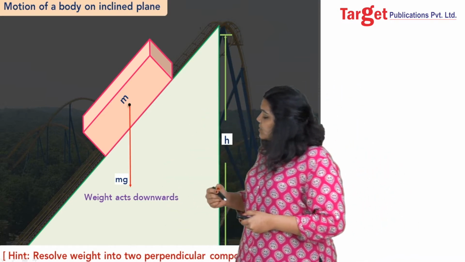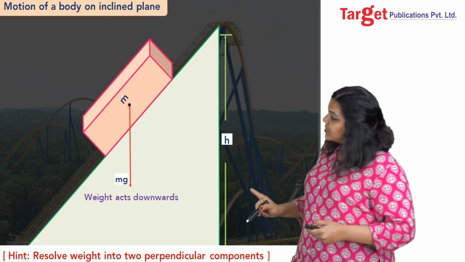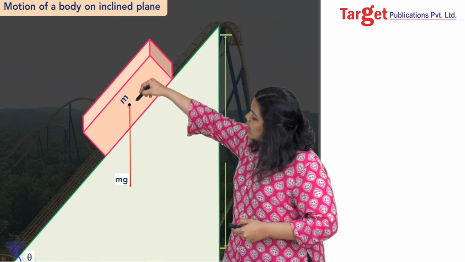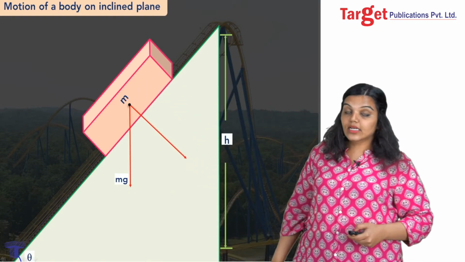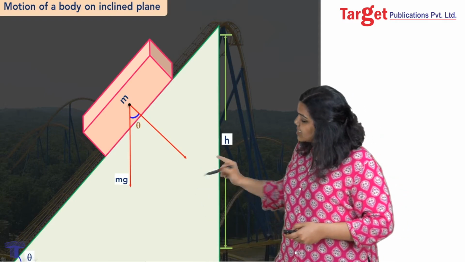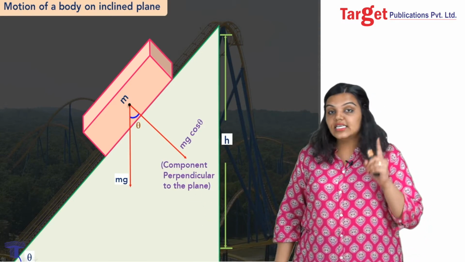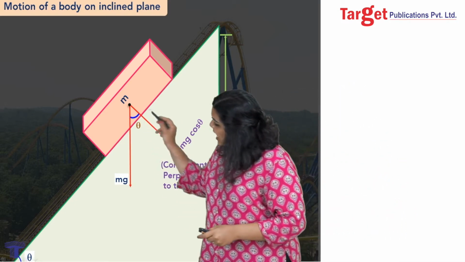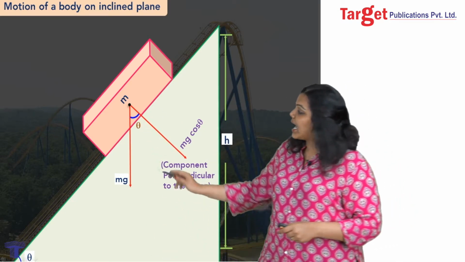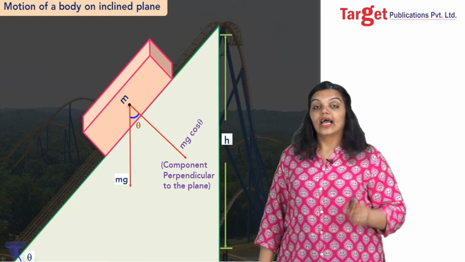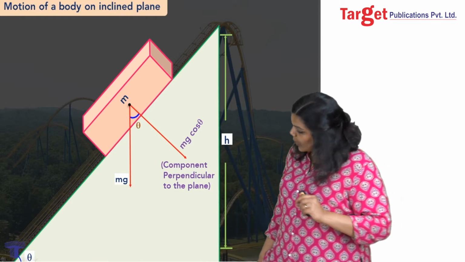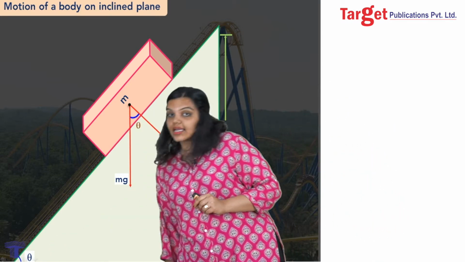The first thing you need to understand is that if I try to draw a component perpendicular to the plane, it will look something like this. So this is the component of the weight perpendicular to the plane. But see very quickly, what is this angle that I have marked here? This angle is also theta. And how did I get that to be theta? Well, I have been given that this angle is theta.